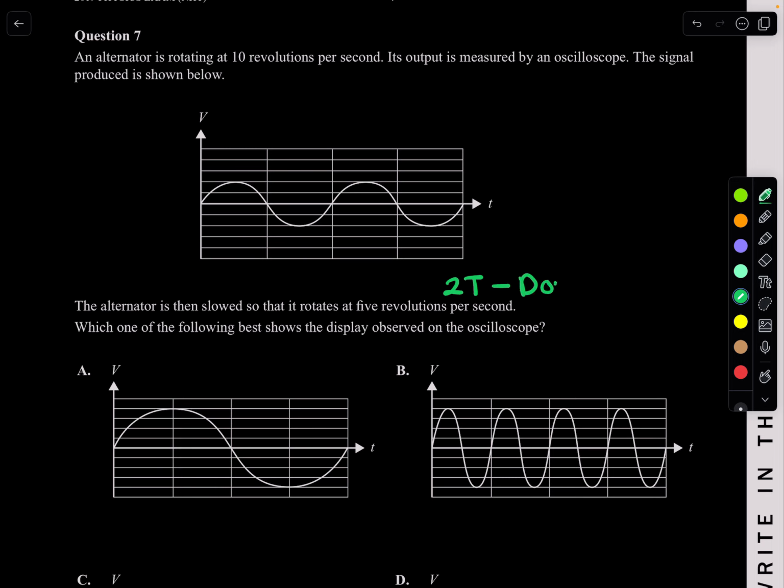We doubled the period. Remember, the period is how long it takes for one cycle to occur. Which of the following best shows the display observed on an oscilloscope? This is one of the most common questions. So we know that EMF is actually equal to N times change in flux over change in time. Because we've doubled this time here, imagine doubling this time. So if we've doubled the time, this will halve our EMF, our voltage.